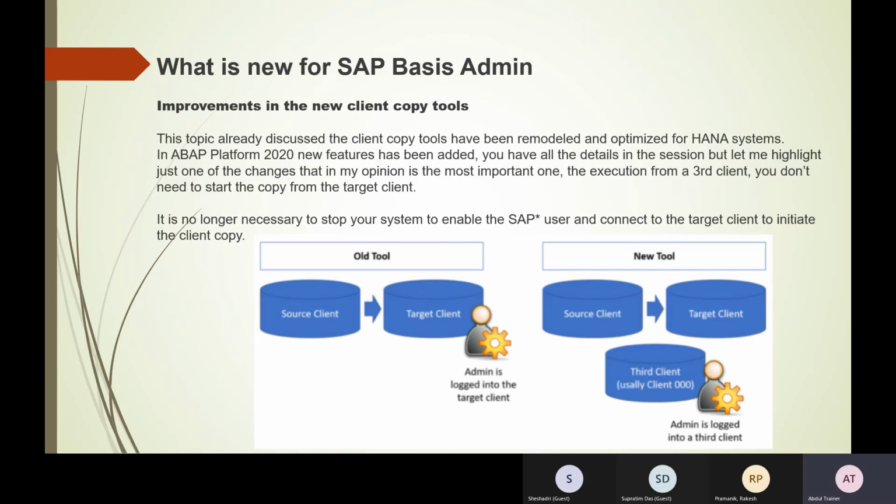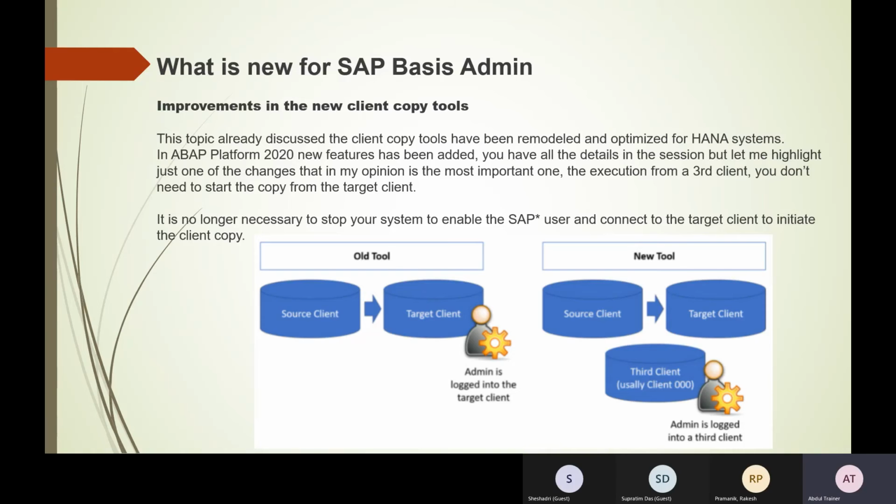when you do the client copy in the old systems, you log into the target client. You log into the target client using the SAP star user, you enable the SAP star, then log in and then you do the client copy. But in the new tool, you don't need to log into the target clients.